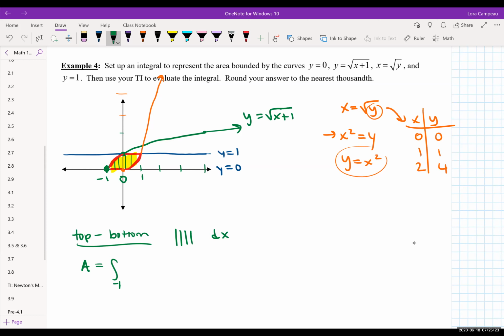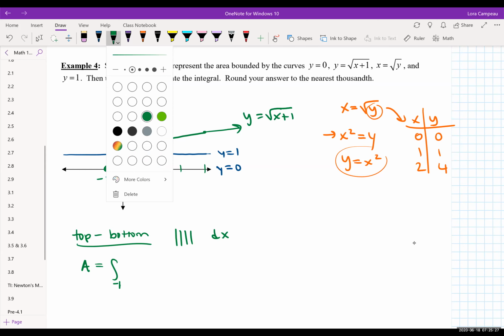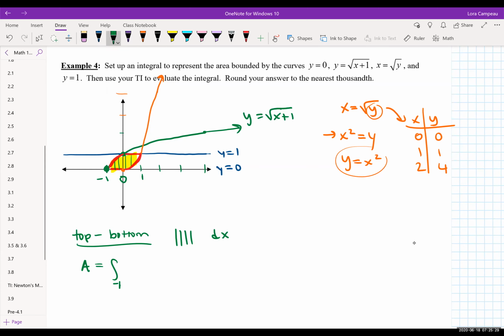Let's talk about who's on the top. The top function is square root of x plus 1. That's fine. And the bottom function is y equals 0. So we're subtracting off 0 as our setup.